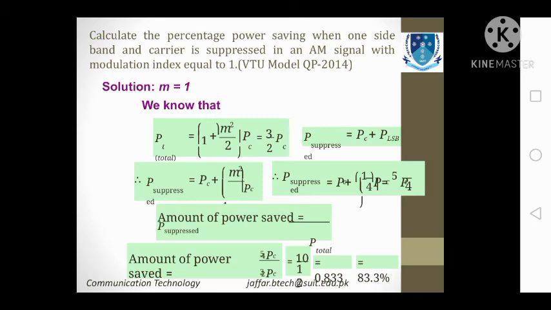Now this is a bit unique example, and it is from a very different angle, a different perspective. So we have to calculate the percentage power saving when one sideband and carrier is suppressed in an AM signal with a modulation index that is equal to 1. So let's say there was a total of 100 watt, and you know that out of that 100 watt, 70 or 80% was lost because of that carrier and the extra sideband.